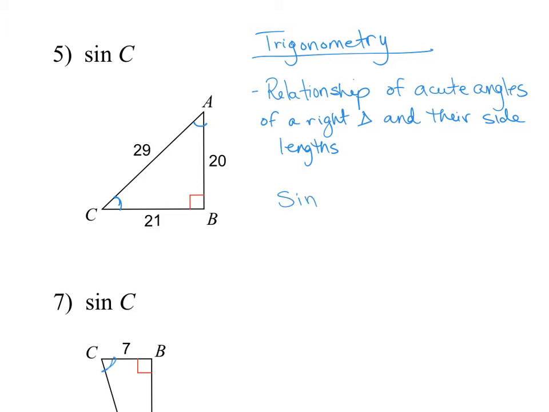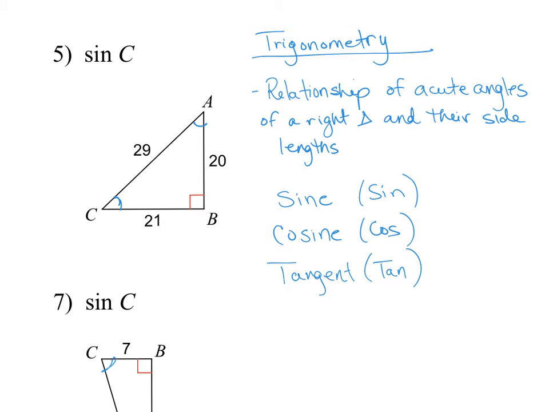First is sine, which is abbreviated SIN, cosine, which is abbreviated COS, and tangent, which is abbreviated TAN. Okay? And each function has a specific set of sides in the right triangle that we use.